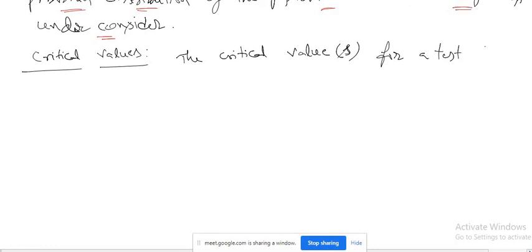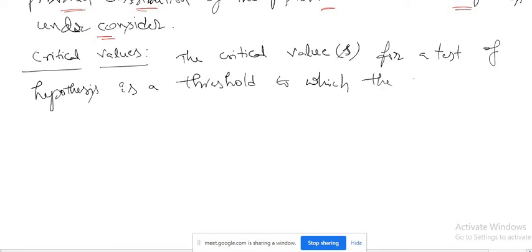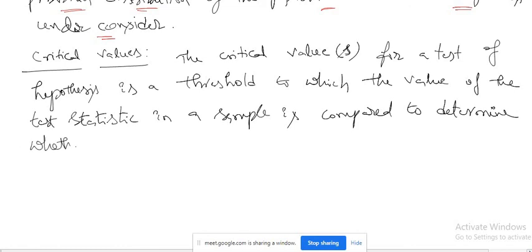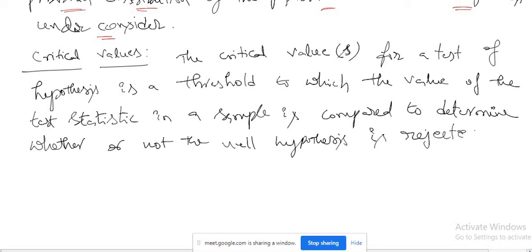The critical value or values for a test of hypothesis is a threshold to which the value of the test statistic in a sample is compared to determine whether or not the null hypothesis is rejected.